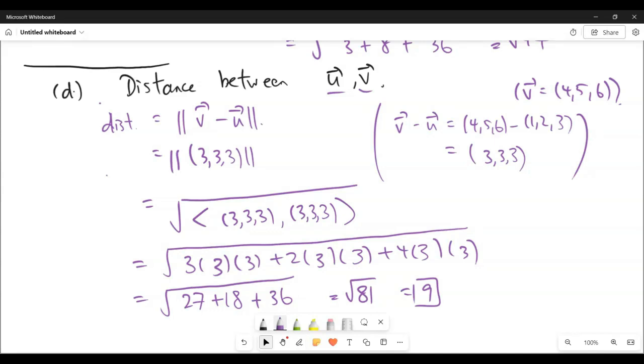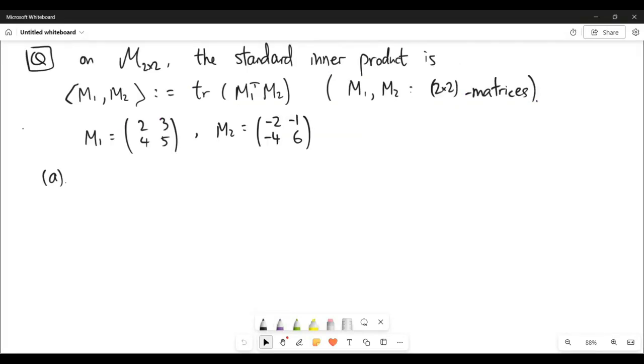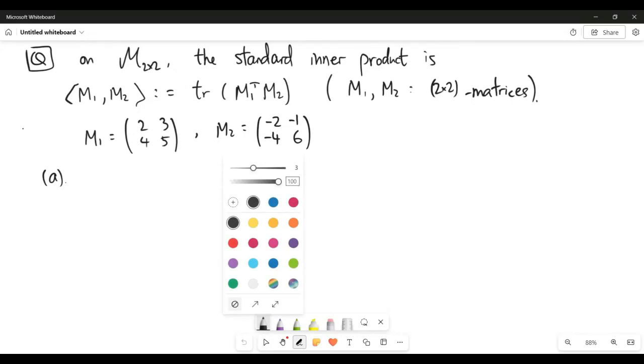We can once again try another question. We can look at this standard inner product. Now, please look at the vector space. We are not looking at the familiar ones like R2, R3. We are looking at the vector space of all 2 by 2 matrices. Of course, we know how to add matrices like vector addition, we just add them by matrix addition. We know how to do scalar multiplication on the matrices.